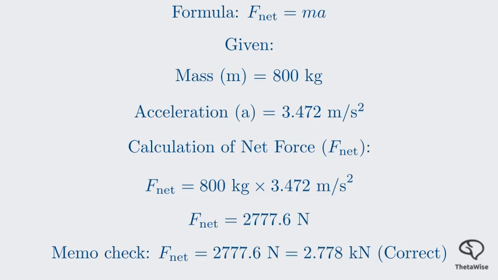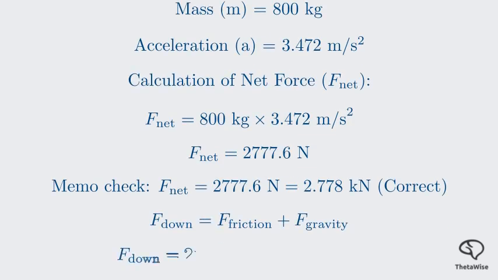The memo uses the equation F up minus F down equals ma. F up is the unknown engine force we'll call F. F down is the sum of the resistive forces, friction and the gravitational component. F down is the sum of the frictional force, 280 newtons, and the gravitational force, 3920 newtons, which we calculated earlier. So, the total opposing force is 4,200 newtons.